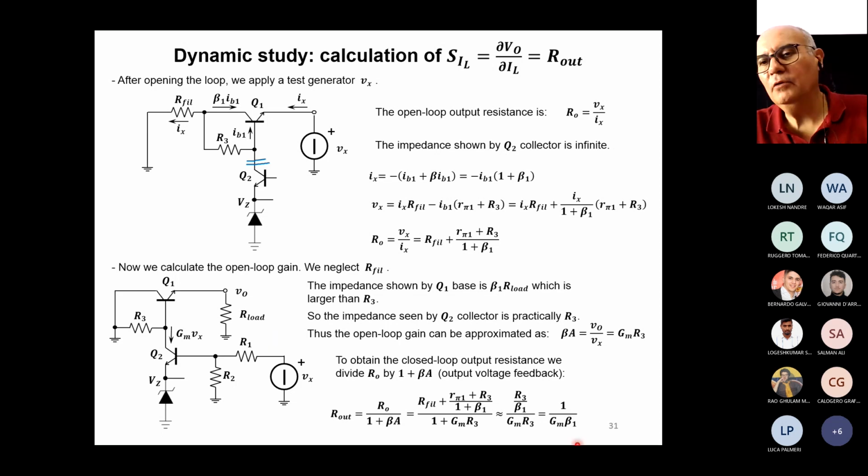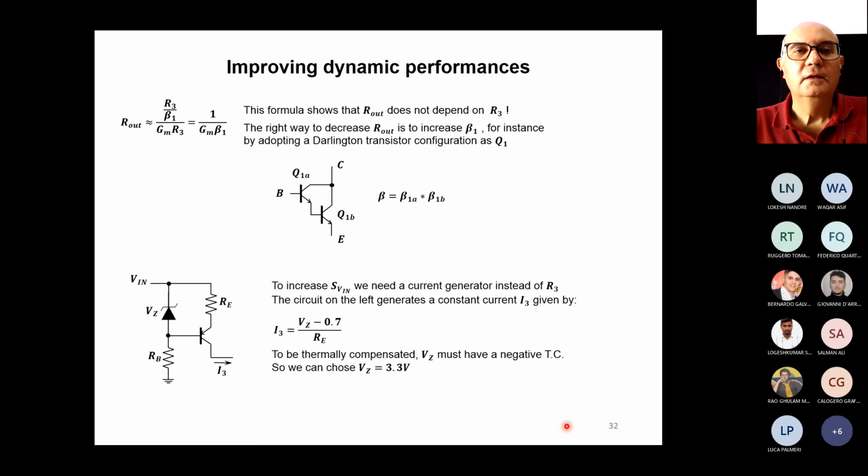So I was saying that I want to increase the beta. How can we increase the beta? This is the Darlington connection that I hope most of you have already seen, or all of you have seen. We consider a Darlington connection when we have two transistors that are cascaded.